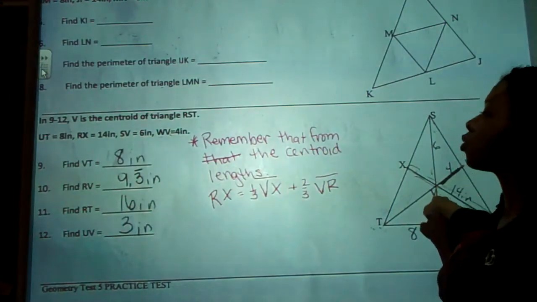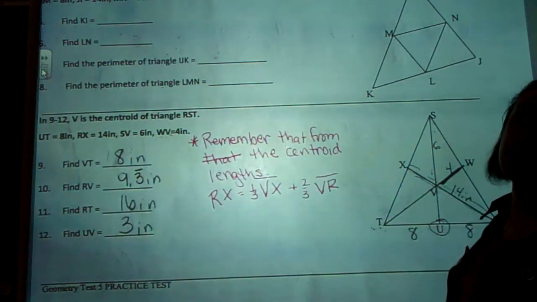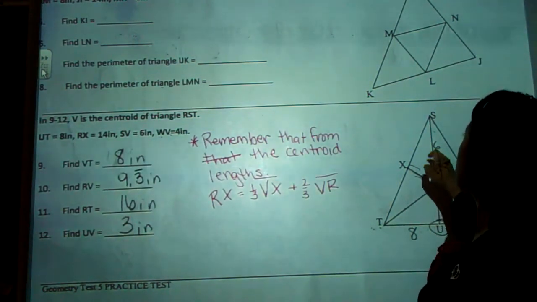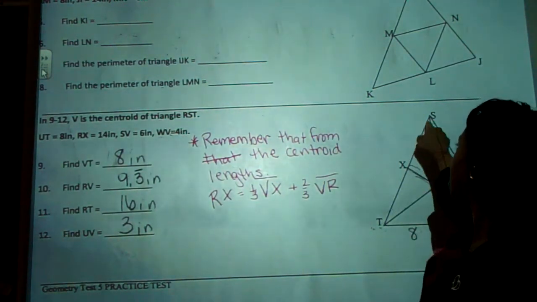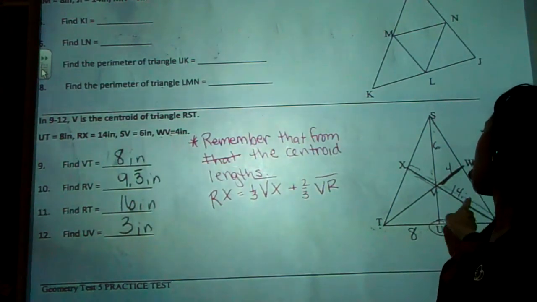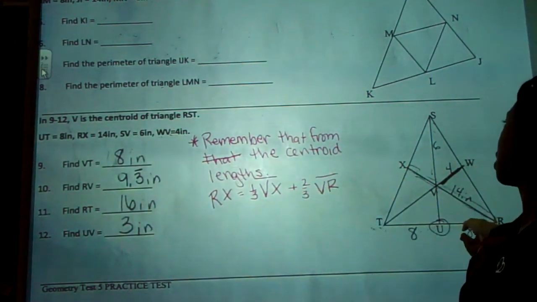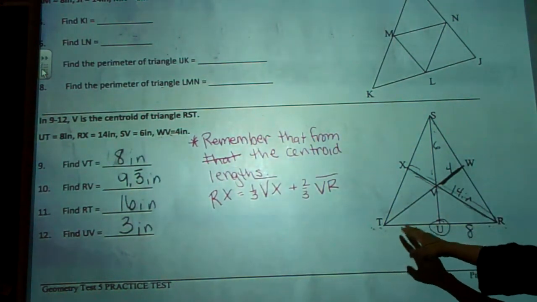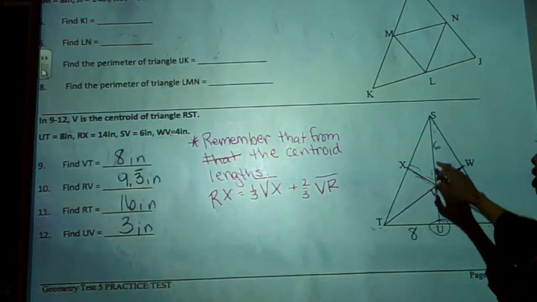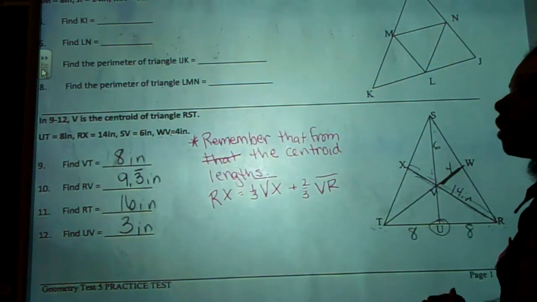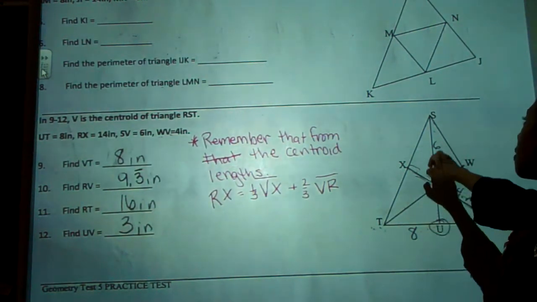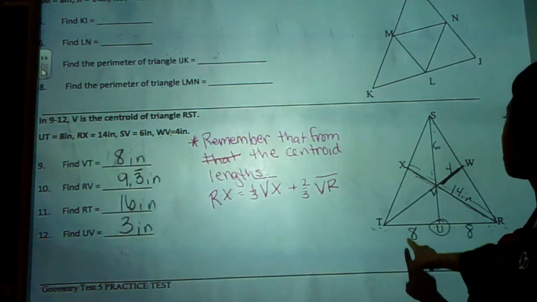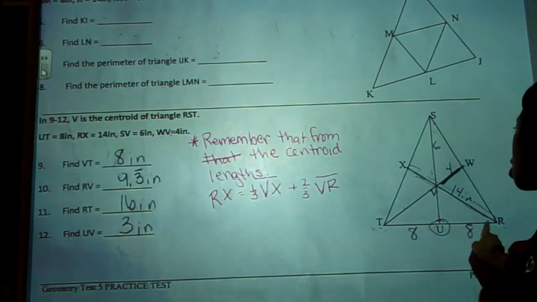Let's recall that the centroid of this problem is V, and centroids are found by medians. For a line segment, example ST, the median is RX, and medians are formed from an angle to the opposite side. Here's the other median. If I'm looking at line segment TR, the median is SU. And again, if we remember that medians, that line segment will meet at the midpoint. So that means that TU is congruent to RU.